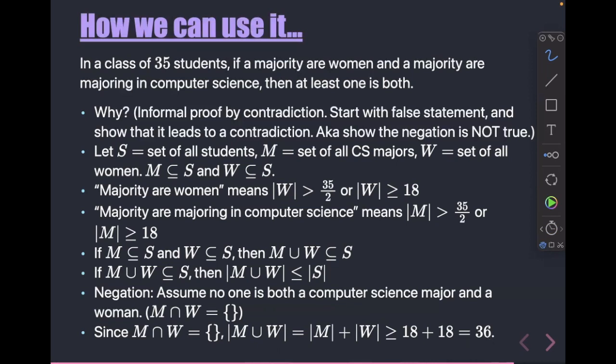But we just said that we have 35 students in the class, yet we have this set of 36 students. So that gives us a contradiction, right? There's no way, we don't have enough students in the class for this to be true. This doesn't make sense because the size of the union of the subsets should be less than or equal to the size of the set. And so this gives us our contradiction and shows that at least one of these students is both a woman and a computer science major.